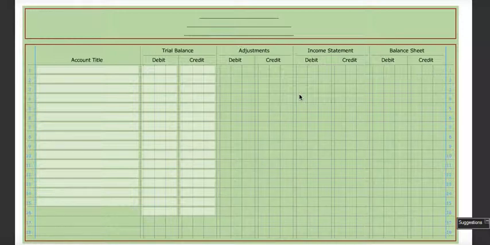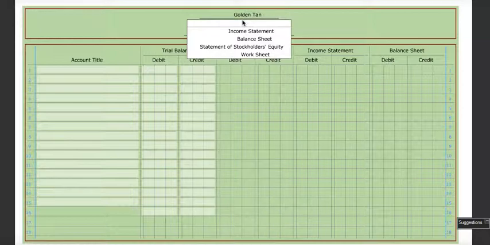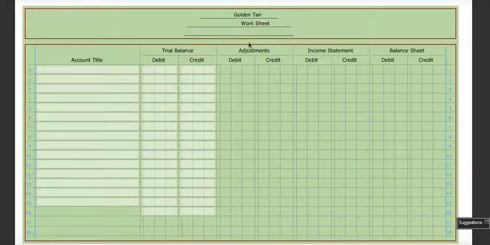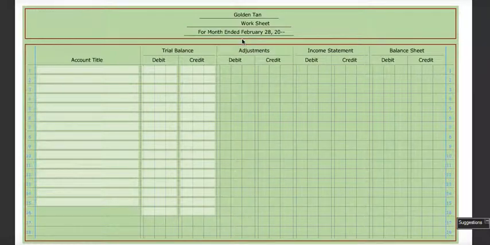So first things first, we are Gold and Tan. Up at the top, we're going to put Gold and Tan. Our second line is always what you're creating. We are creating a worksheet, and for the time period ending on February 28th of the current year. So for the month ended February 28th, and those are the three titles that belong across the top.